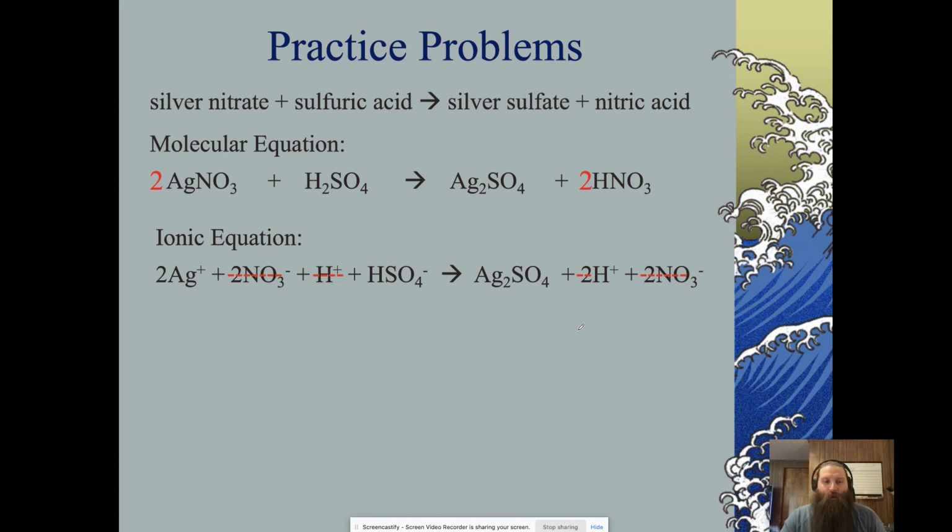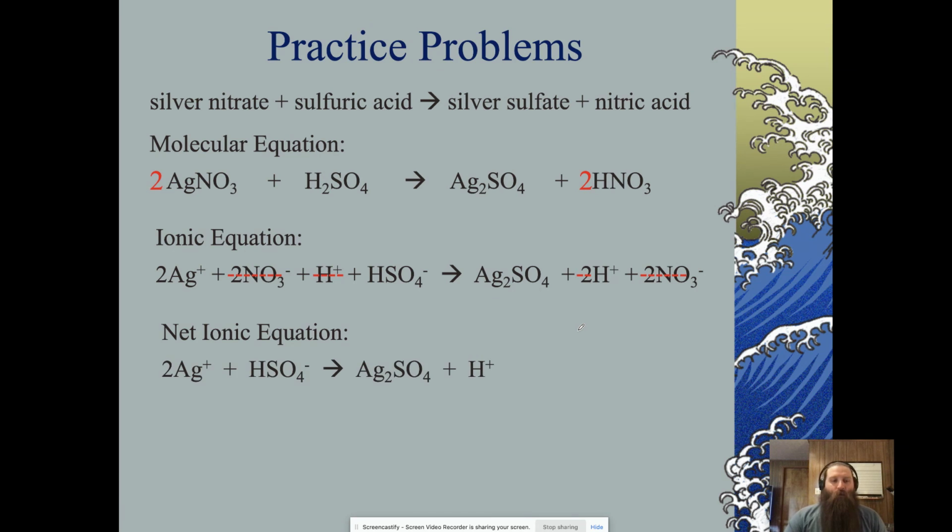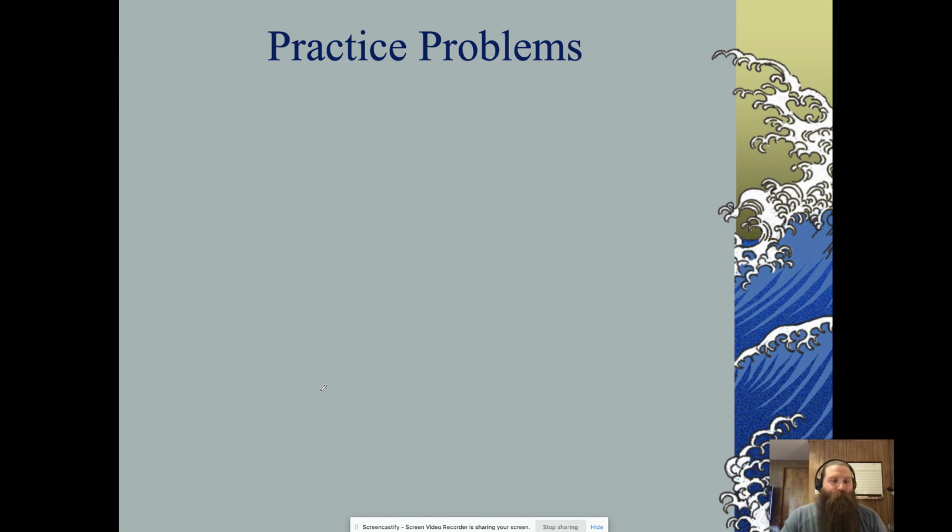So now let's write our net ionic equation. What's remaining? What's left? Well, 2 silver positive ions, right? 2 Ag plus, 1 HSO4 minus gives me Ag2SO4 and H plus. And I would write a solid right here, and I would write aqueous, aqueous, and aqueous. And that would be my net ionic equation.